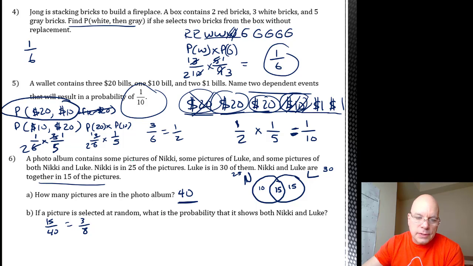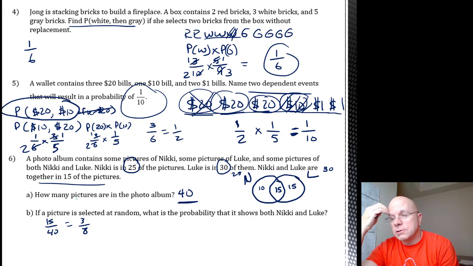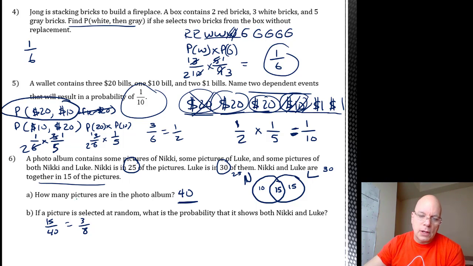You could also, without a model, although I would always recommend the model, add those together and you get 55. You subtract 15 from 55 because you don't want to double count the pictures that they're both in. And that will also give you the 40. We've done some geometric problems with an overlap like this. So this is a common idea, a recurring theme.